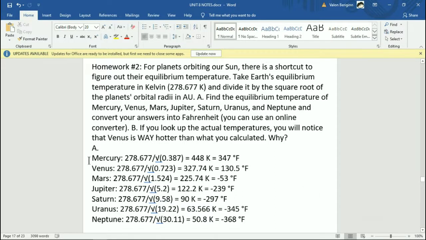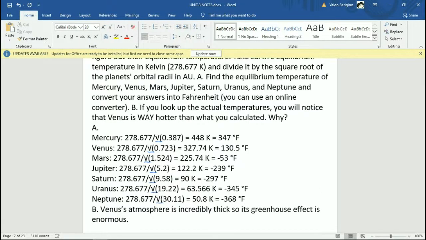Now again, these are approximate average temperatures, assuming everything was perfect, which of course it's not. And the biggest difference for all of this is Venus. Venus is way off if you look at the actual temperatures. So the question is why. You might have to know a little bit about Venus to get this, but the reason is that Venus's atmosphere is incredibly thick, so its greenhouse effect is enormous. That's the reason it's so much hotter than this temperature.